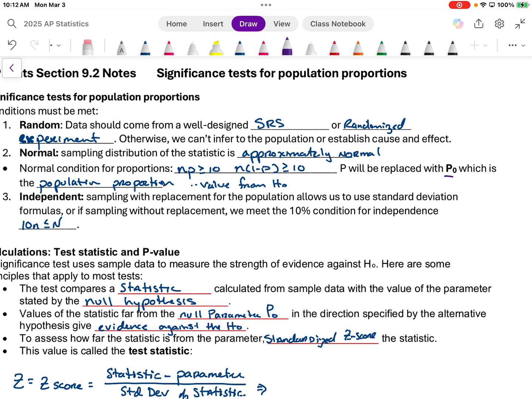We do not use p hat in this part for the hypothesis testing. So you need to make a note: do not use p hat on this one as you're testing the normal condition. For independence, same thing. Is our sample size times 10 less than or equal to the population? If we're bigger than the population, then we can't do it. We don't have independence.